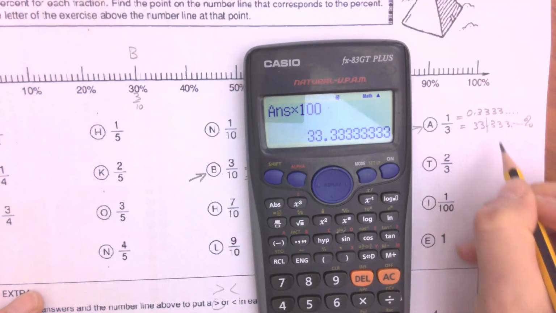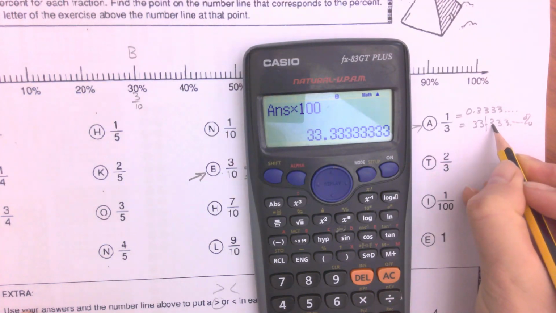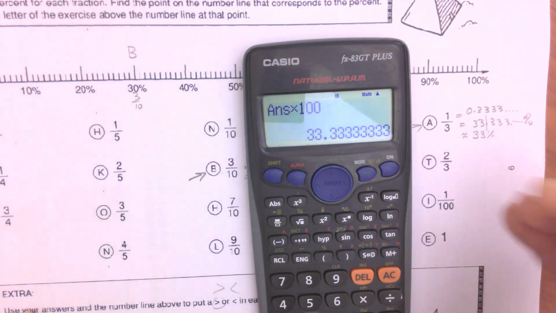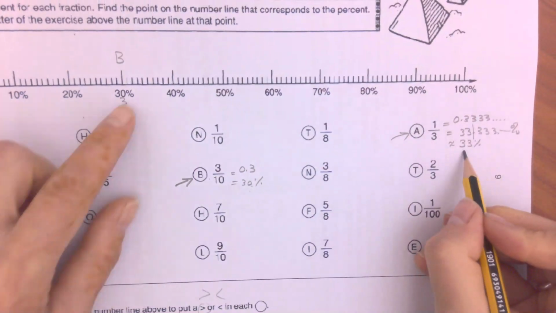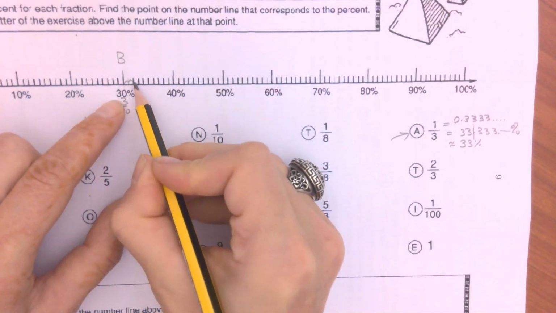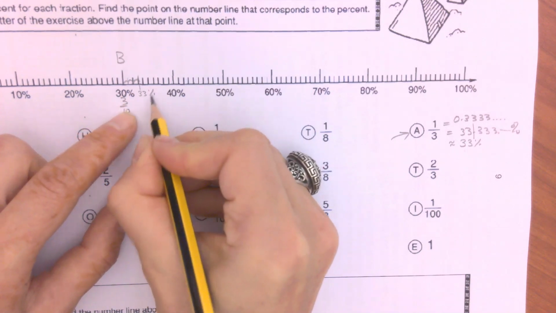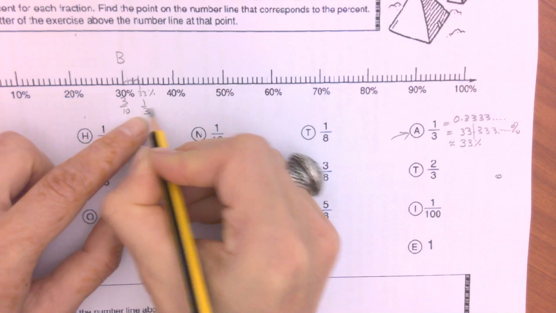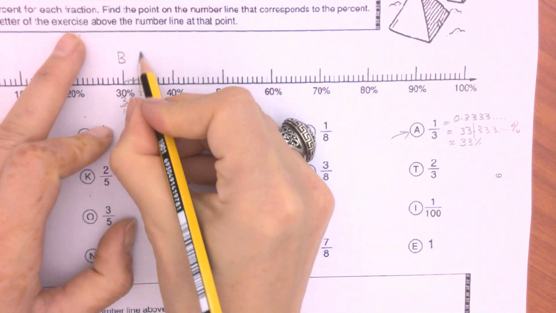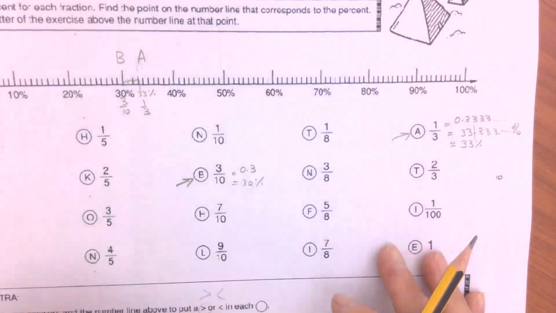So let's round it. Is that going to be 33 or 34? Well, 3 is small, so that's going to stay at 33%. That's approximately. So let's look. 33%. Well, that's 30, that's 40, so that's 31, 32, 33. So here's 33%. And that's the same as 1 over 3. And that's A. I'll put it beside it so it looks nicer. The answer to the question will be written here in an English sentence when we're done.